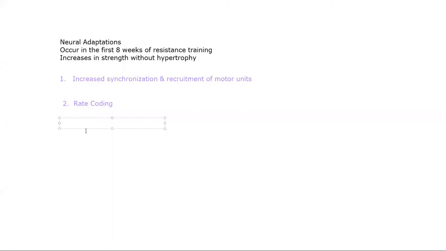Third neural adaptation is called disinhibition, which kind of sounds like a double negative, and it kind of is. Disinhibition. So the inhibition here refers to the inhibition of a muscle contraction, or the canceling or preventing of a muscle contraction. We talked about 2 reflexes we have that cause inhibition. What are they?